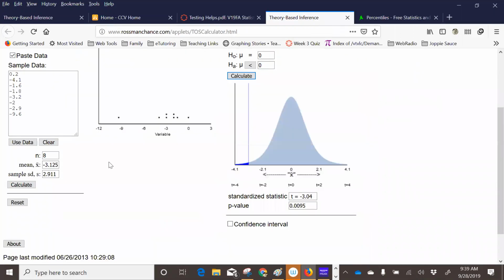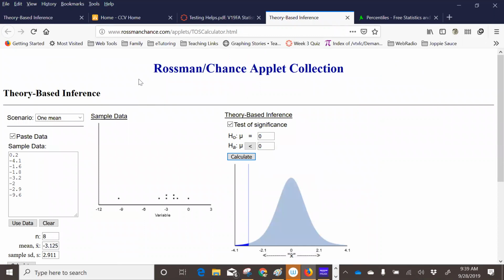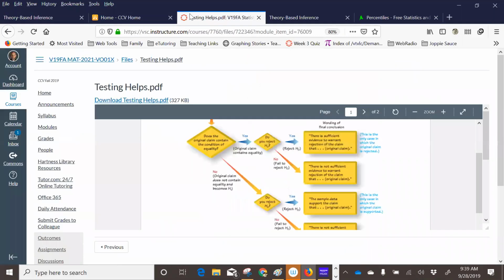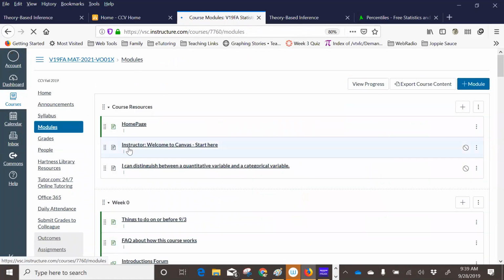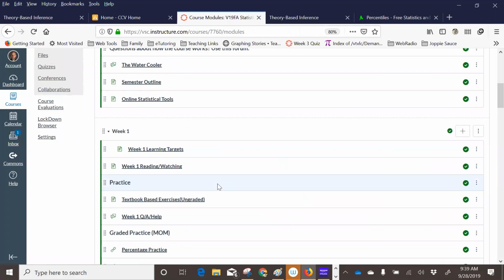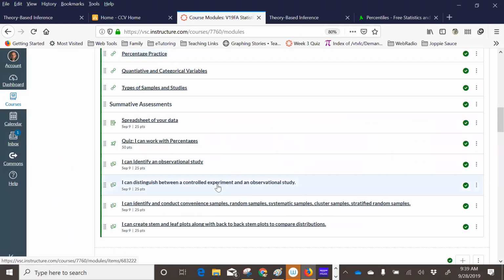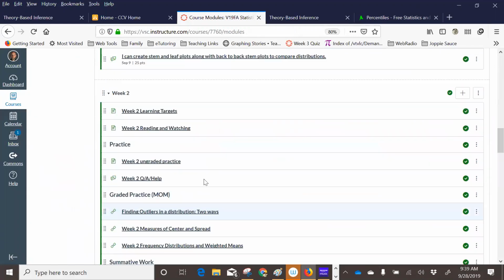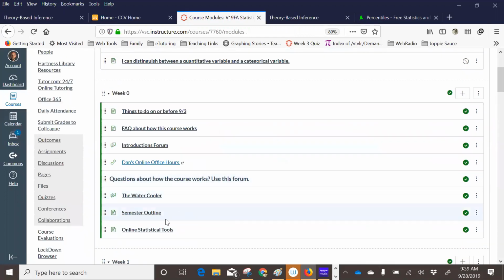So then if we think about that, what I did is I went to the Rossman Chance applets, and that's in, let's see, if I come back to the course, let's come back here to the course modules. This is the short course. If you're seeing this and you're in one of my other stat courses, this is the 7-week course.